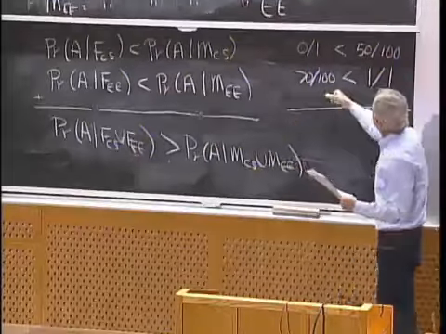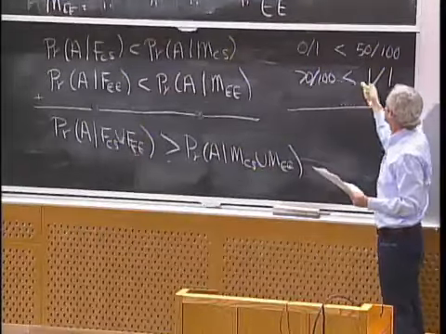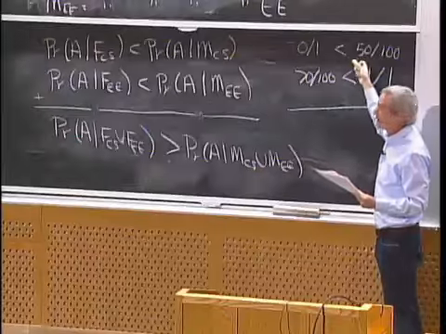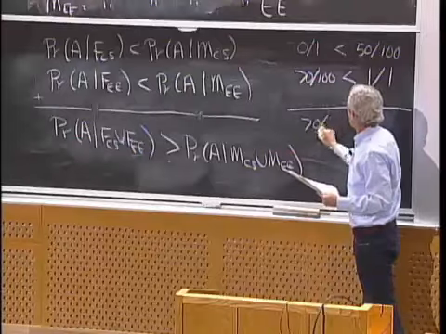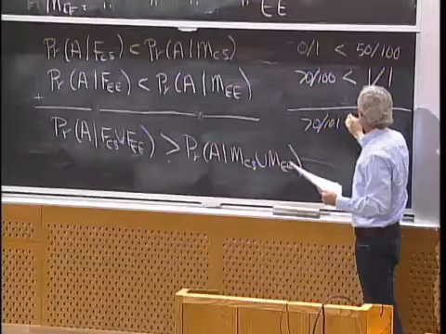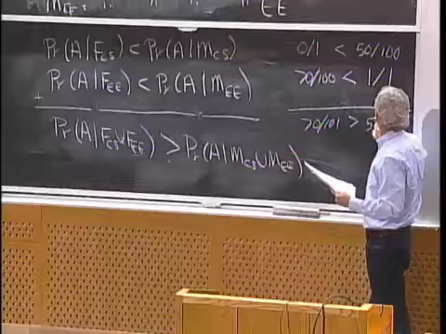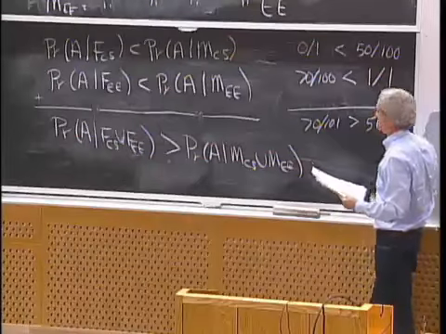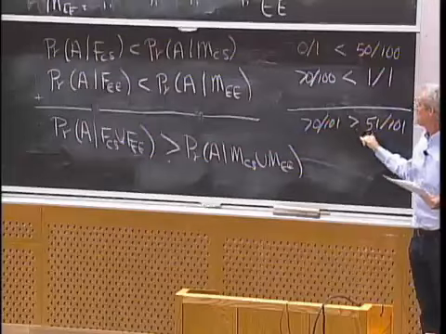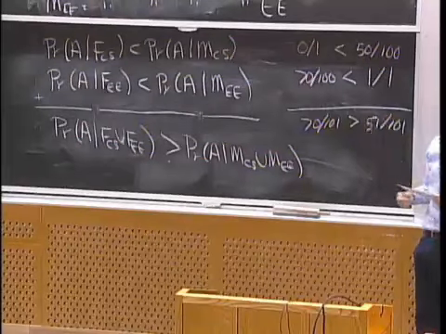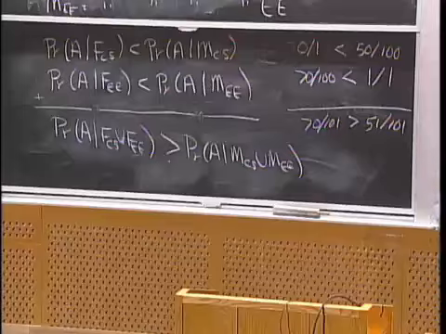All right, so as ratios, 70% is less than 100%, 0% is less than 50. Now if I look at the 2 departments as a whole, I get 70 over 101 is in fact bigger than 51 over 101. So as a whole, women are a lot more likely to be admitted, even though in each department they're less likely to be admitted. Okay.